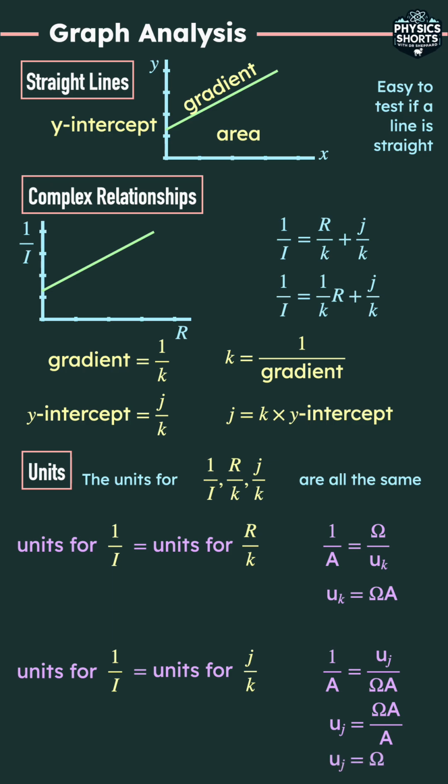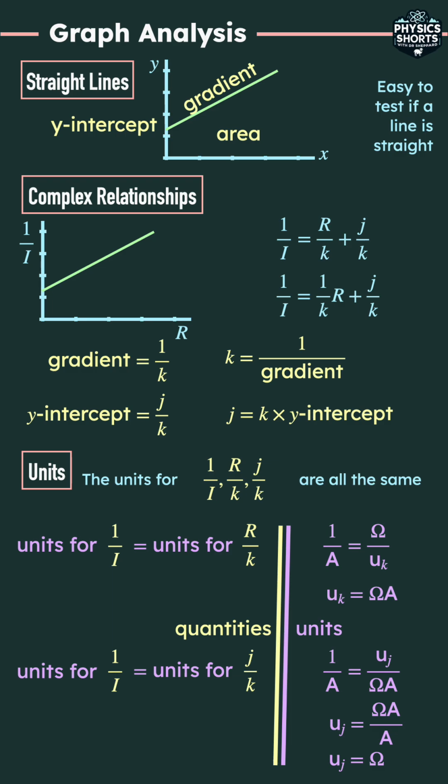Now notice how I did not write j equals a, and that's because j is a quantity, but a is a unit. A physical quantity has a magnitude and a unit, so it is correct to say mass equals 5 kilograms, but it is not correct to say mass equals kilograms.